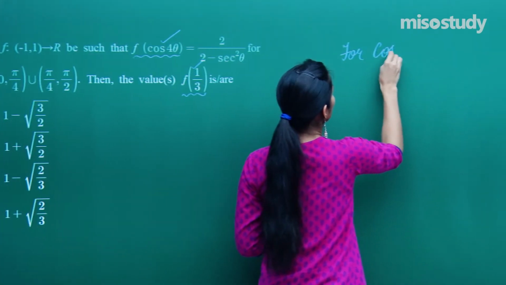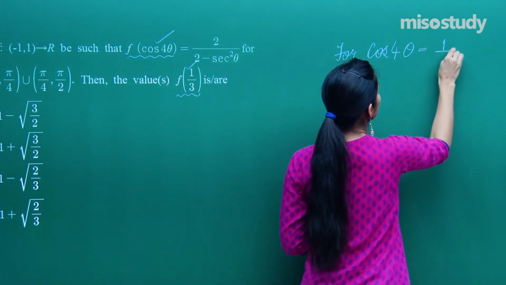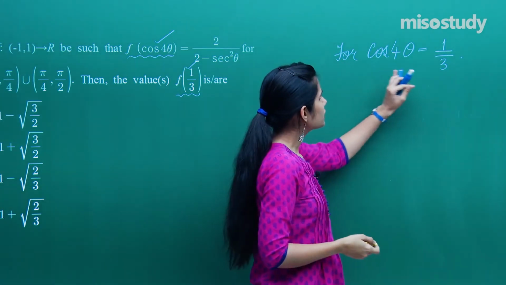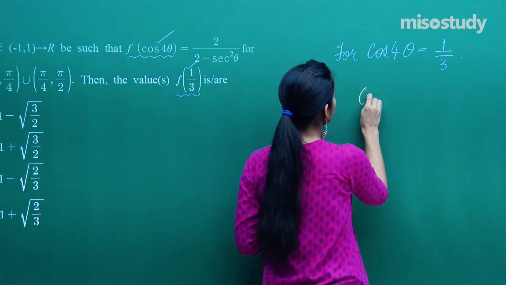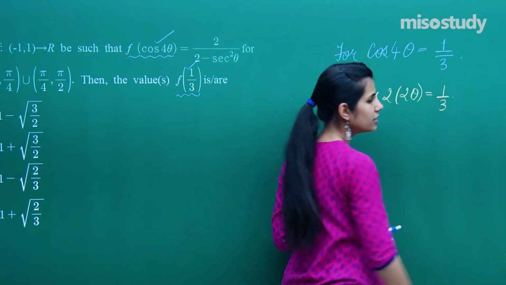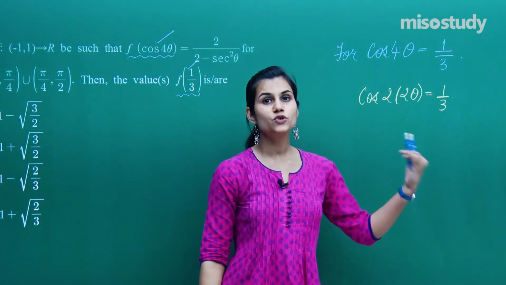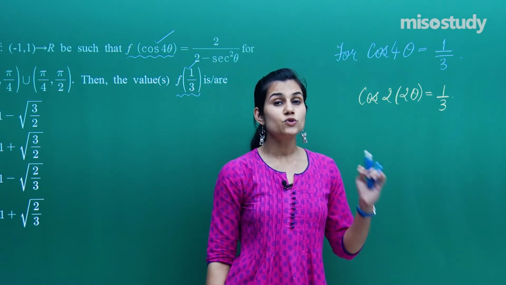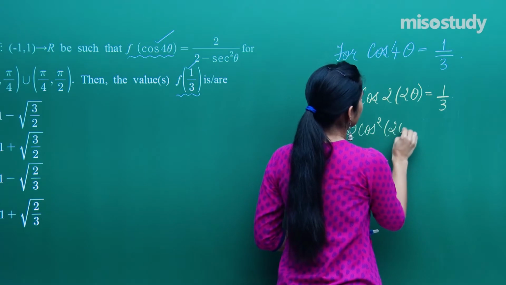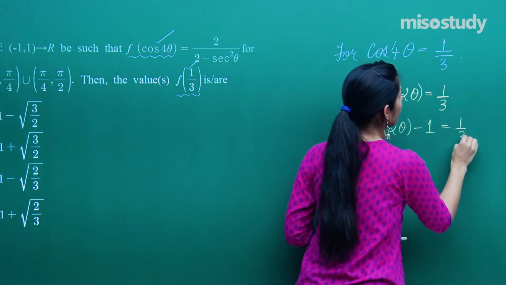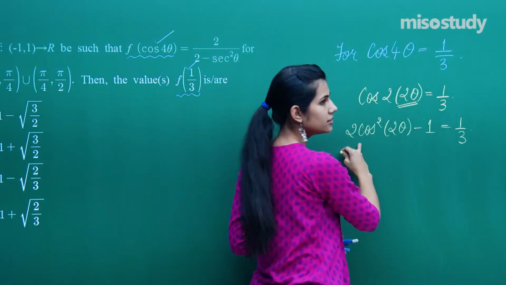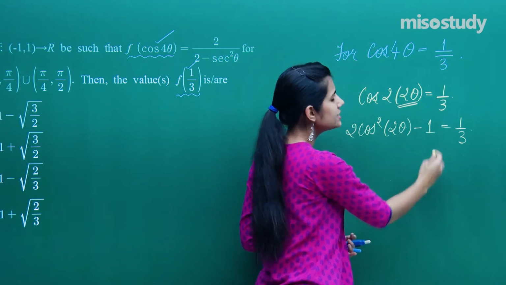For cos 4 theta to be equal to 1 by 3, what is it that should happen? So whenever cos 4 theta will be equal to 1 by 3, this means what? Cos of twice 2 theta is 1 by 3. Now you know 1 plus cos 2 theta is 2 cos square theta. So cos 2 theta is 2 cos square theta minus 1. 2 cos square 2 theta minus 1 is 1 by 3, because 2 theta is playing the role of theta. Cos 2 theta is 2 cos square theta minus 1.